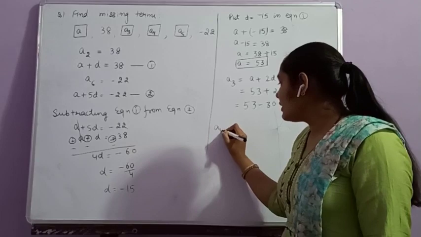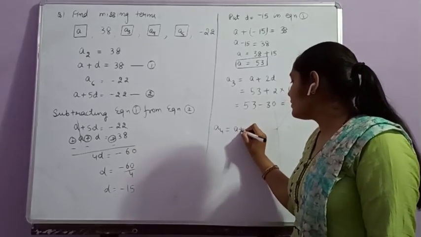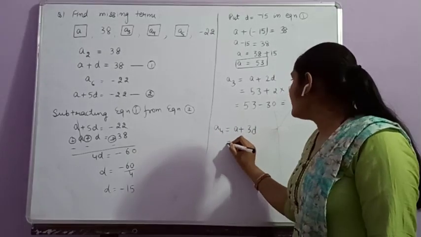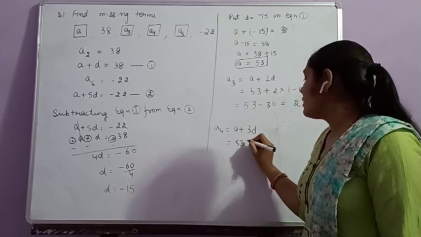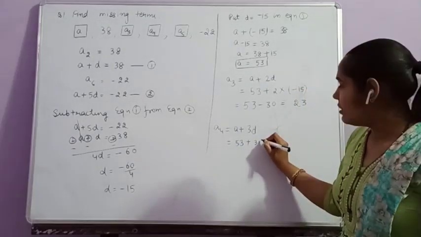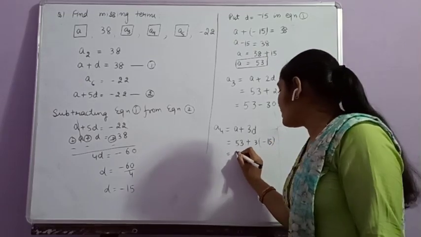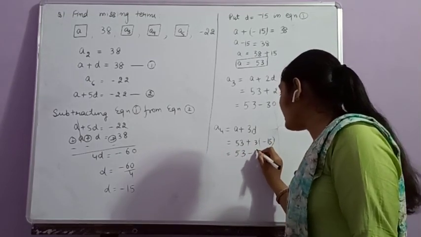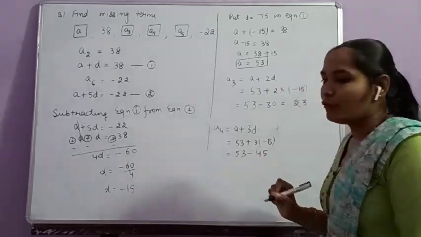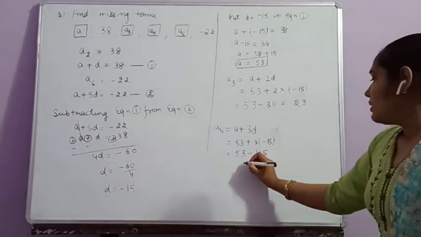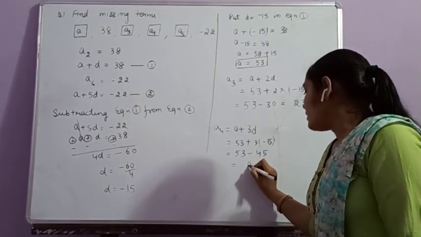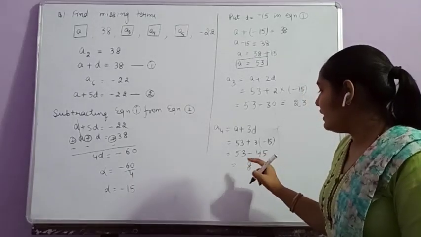Similarly, A4 is equal to A plus 3D. A is 53 plus 3 into minus 15. 53 plus minus 45, that is equal to 8.